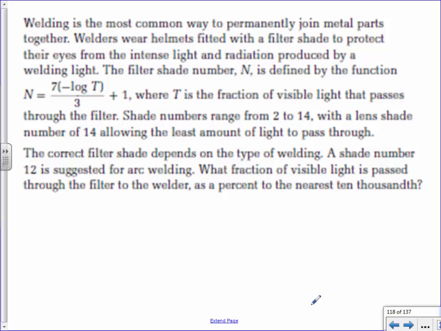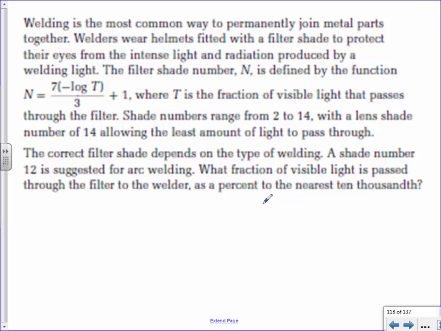So there's a lot to read here. Welding does stuff. N apparently is about a filter shade number so that you don't burn your eyes out, I guess. And then T is about how much light goes through the filter. I guess that makes sense, right? Like the bigger T happens to be, I guess that means there's more light that gets through the filter. So you probably want T to be small, you don't want it to be a lot, right? Because hopefully that'll keep the light from burning out your retinas or something. So looks like it goes from 2 to 14.